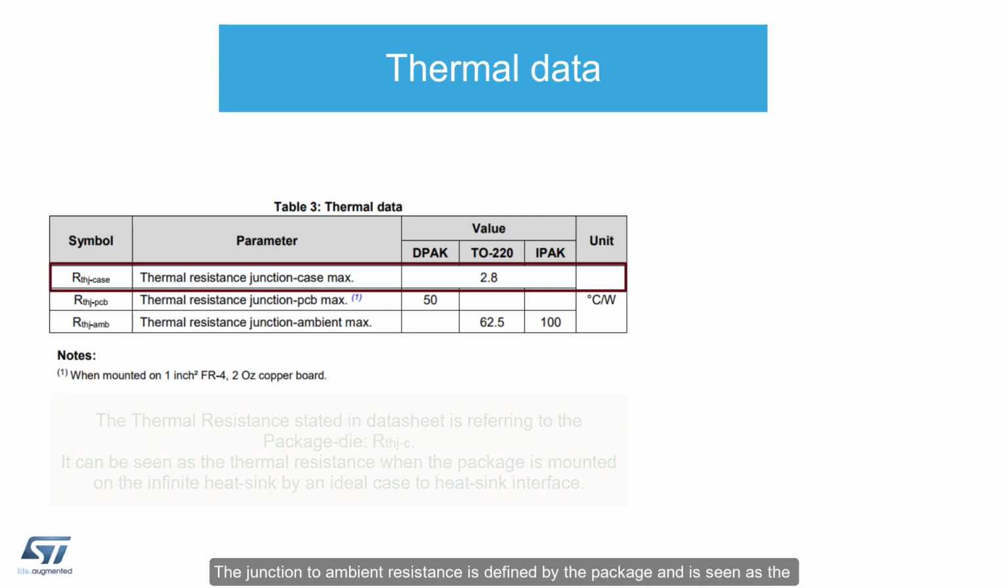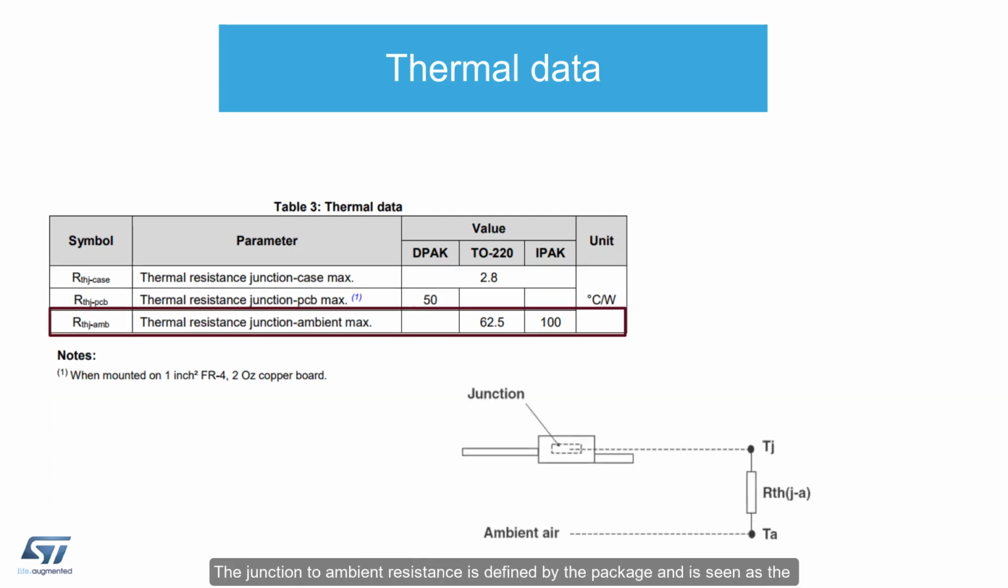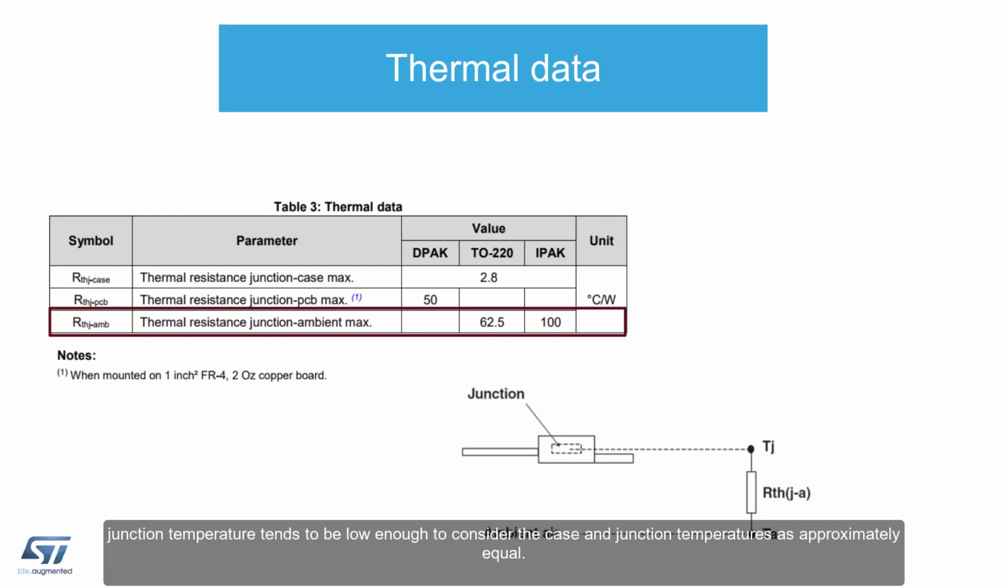The junction to ambient resistance is defined by the package and is seen as the relationship between case temperature and power dissipation as the device sits in still air. In this condition, the power dissipation allowed by the maximum operating junction temperature tends to be low enough to consider the case and junction temperatures as approximately equal.